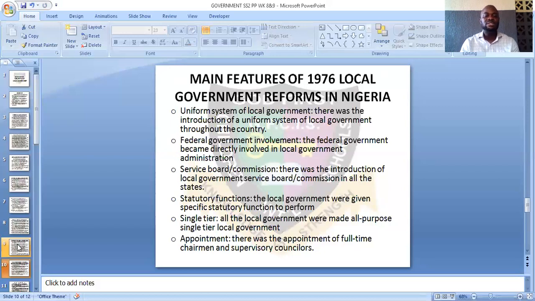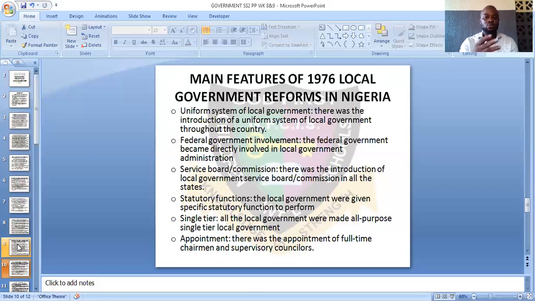Number three, service board and commission. There was the introduction of local government service board commission in all the states in order to check the functionality of each local government. Number four, statutory functions. The local governments were given specific statutory functions to perform.